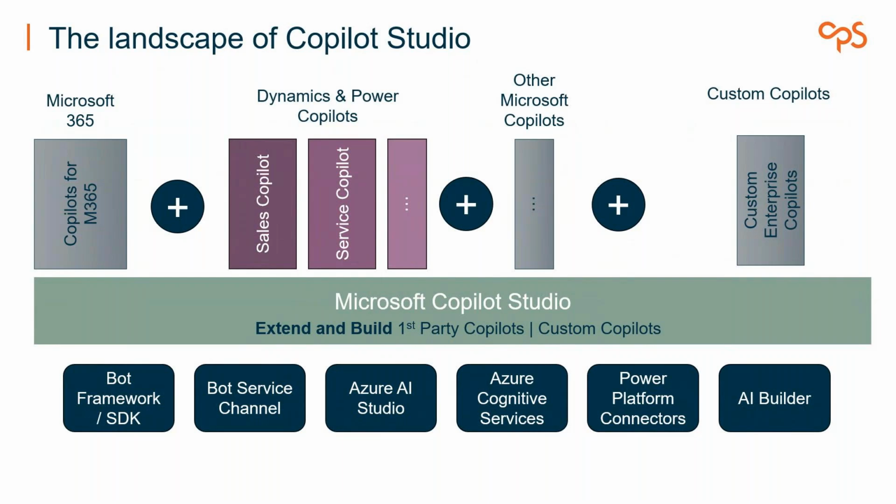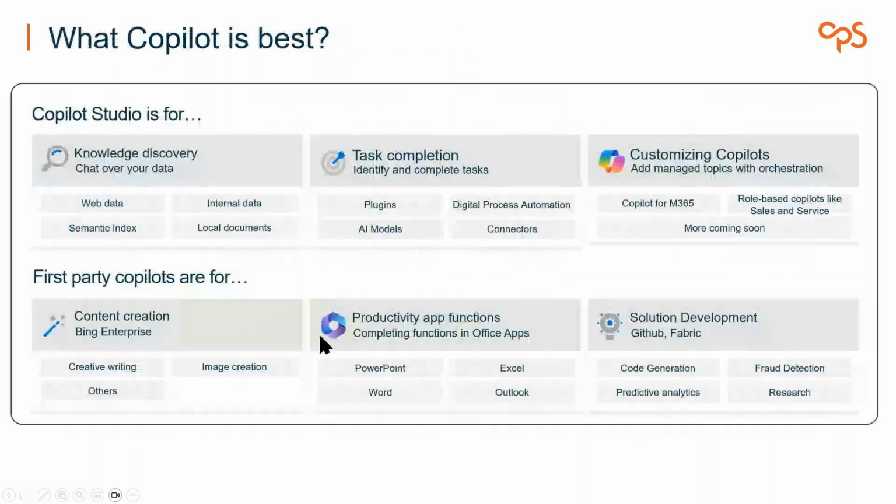So what Copilot is best? So Copilot Studio is for ultimately when we've got things like knowledge discovery. So we're looking at vast amounts of web data. We have internal data that maybe isn't accessible through the copilots that you get from Microsoft, the first party copilots. So maybe it's data that sits within an on-premises environment, maybe it sits in a third-party service outside of Microsoft. That's when we can start to create these copilots to ultimately chat over the data.